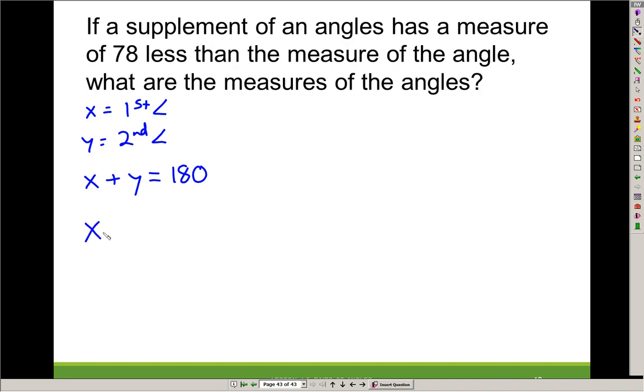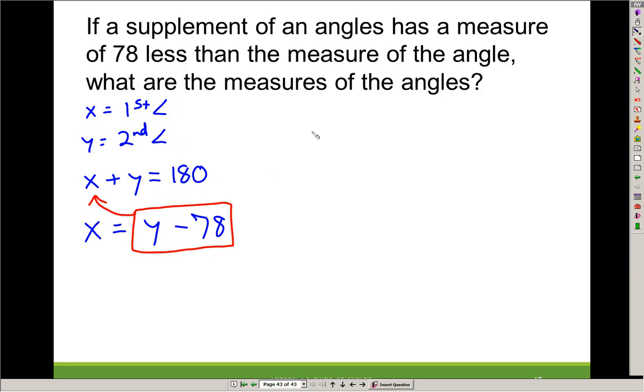One of the angles, that's X, equals 78 less than. I'm subtracting 78. From what? It's 78 less than the measure of the angle. That'll be the other angle. So one angle is 78 less than the other. I've got my system. I can use substitution here just like the last one. Since I know what X equals, I'll take that and I will substitute it into the first equation.